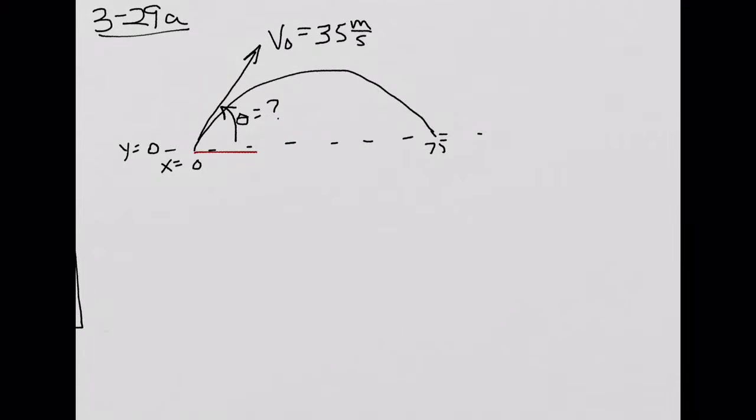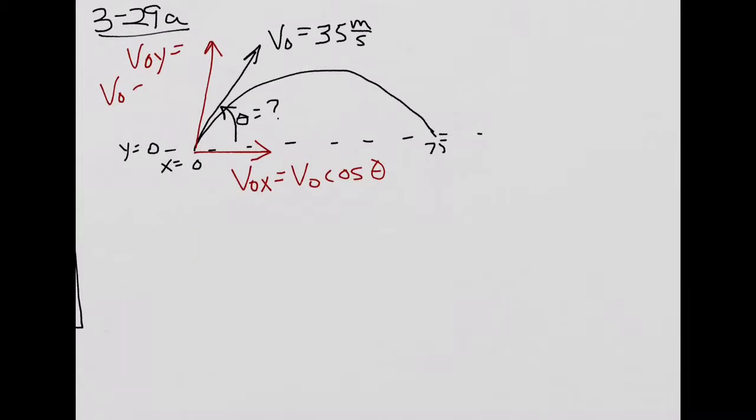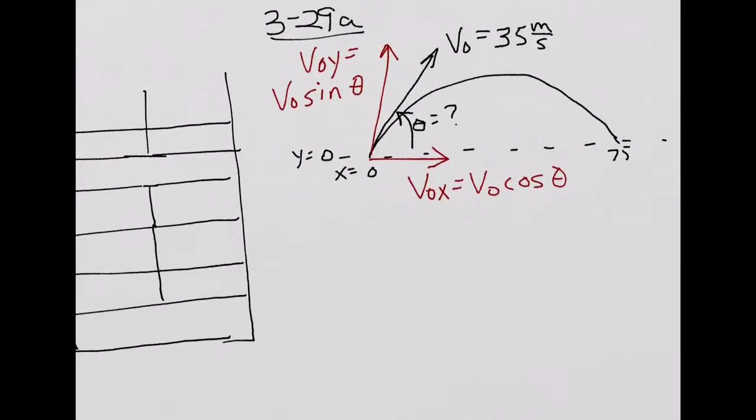First of all, there's a component of v0 in the x direction. That's v0 cosine theta. I don't know the value of that, but that's a perfectly good algebraic expression for it. I also know that in the y direction, v0y equals v0 sine theta. So what is it we know and don't know? Let's go to our table here.